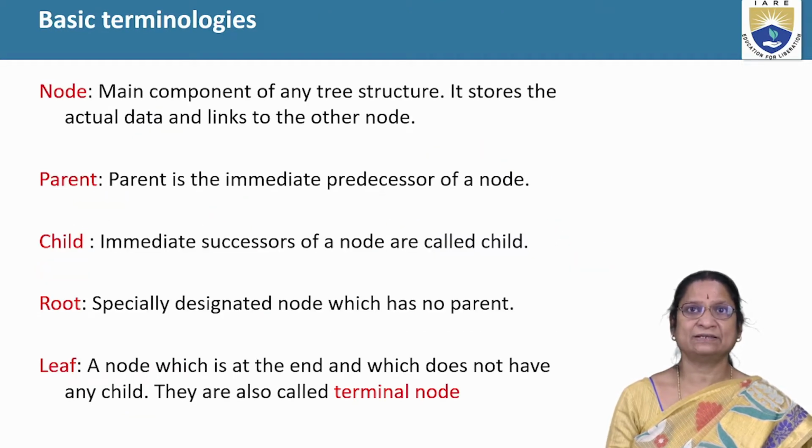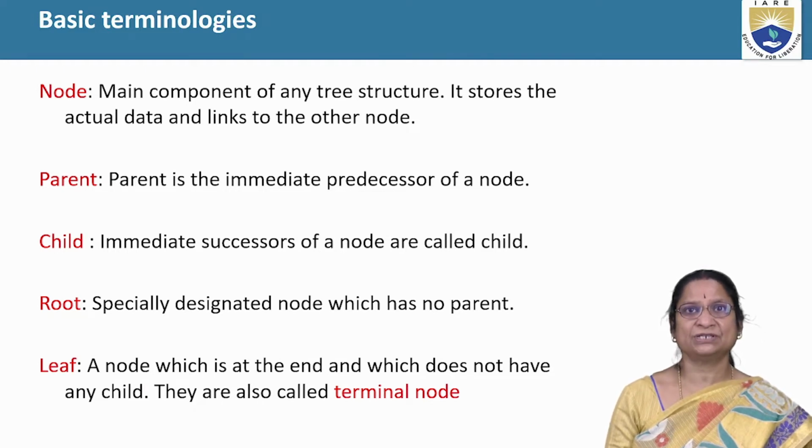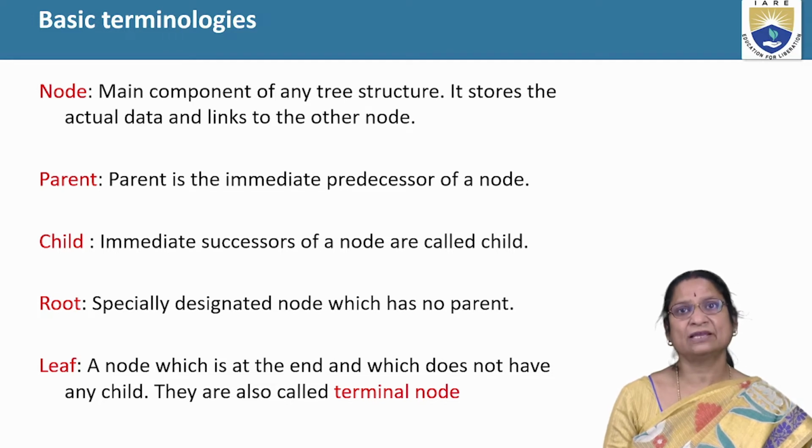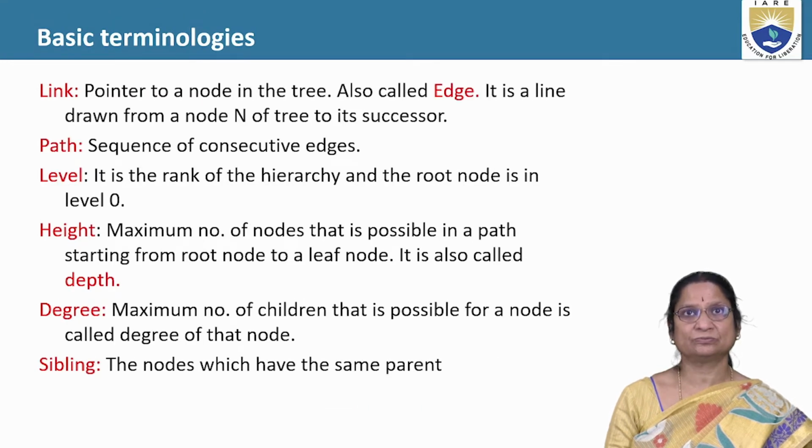What is a node? What is the internal node? What are the external nodes? This we will revise. Node is the main component of any tree structure. It stores actual data. And depending upon the representation, it also stores the pointers to which it is pointing as the children. Parent is the immediate predecessor of the node. Child is the immediate successor of the node. And root is a specially designated node which doesn't have any parent. And leaf is also another kind of special node which doesn't have children. This is also termed as a terminal node, or we may consider it as external nodes also.